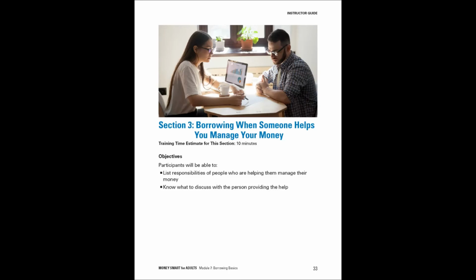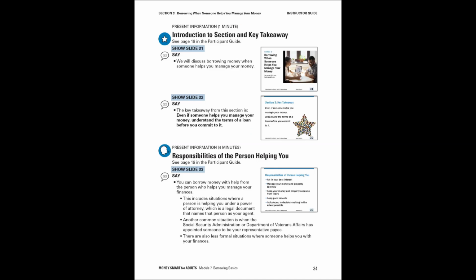Section 3, borrowing when someone else helps you manage your money. Objectives, participants will be able to list responsibilities of people who are helping them manage their money and to know what to discuss with the person providing help. You're going to introduce this section on slide number 31. Slide number 32, you're going to introduce the key takeaway. Even if someone helps you manage your money, understand the terms of a loan before you commit to it.